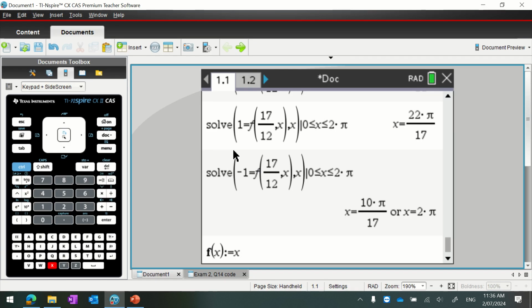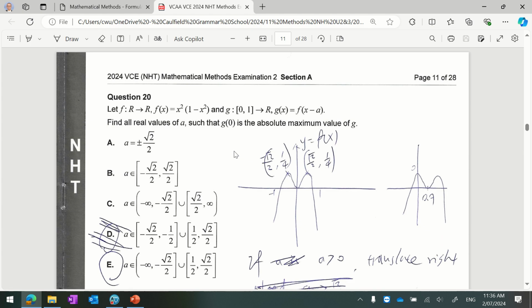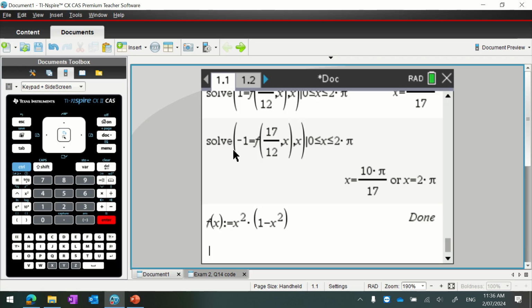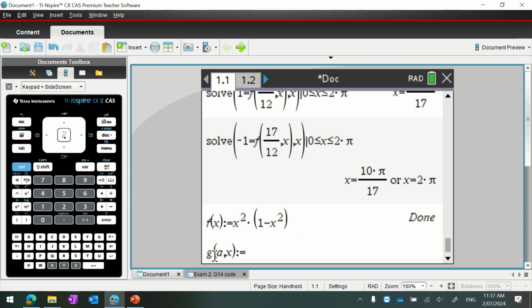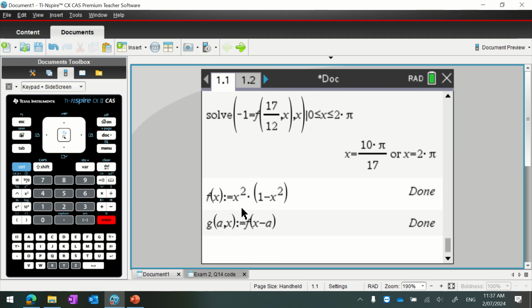Okay, so let's define f to begin with: x squared times (1 minus x squared), and there's no domain restriction. Then I'm going to do this. If you don't know my style, I hate sliders on the CAS. I almost never use them. What I do is define whatever would be the slider, so a, as an input to the function, and then I can do x plus a like this. So that's my function g.